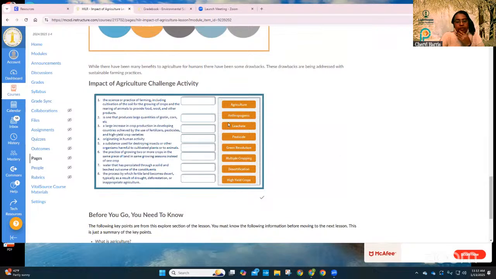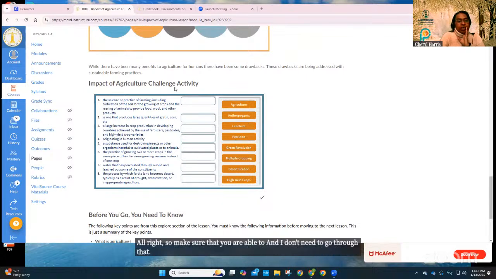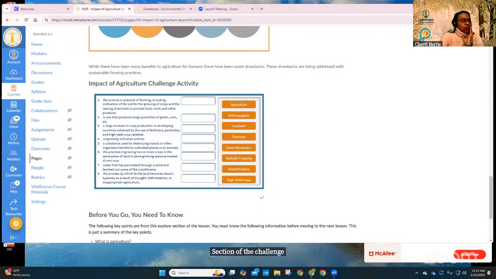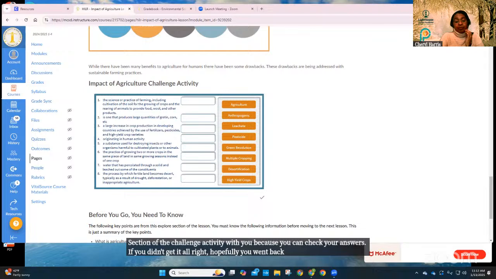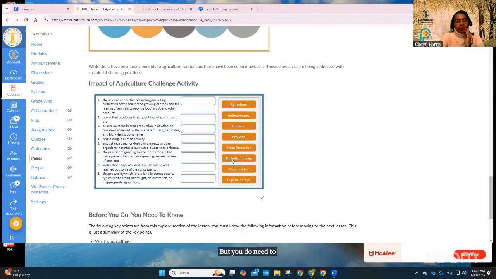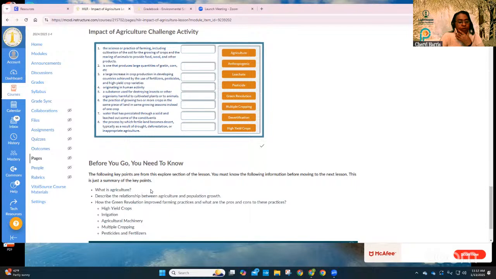All right, so make sure that you are able to, and I don't need to go through that section of the challenge activity with you because you can check your answers. If you didn't get it all right, hopefully you went back and did it again. But you do need to know the correct answer for all of these terms. And you need to be able to define what is agriculture. What do we mean by the Green Revolution?